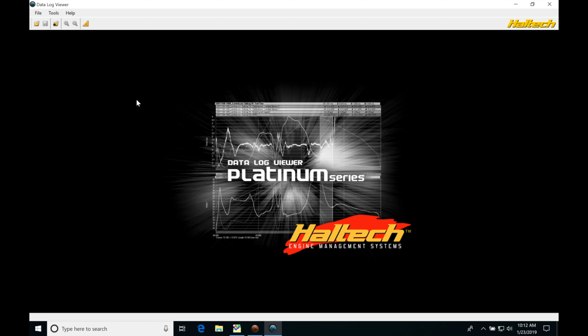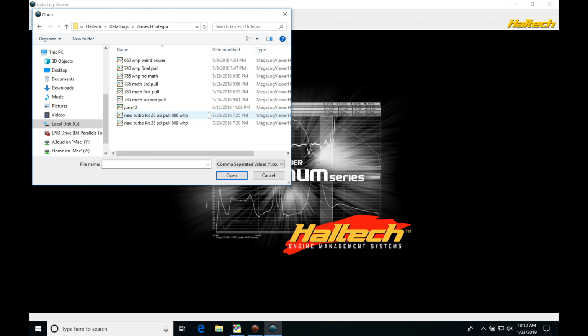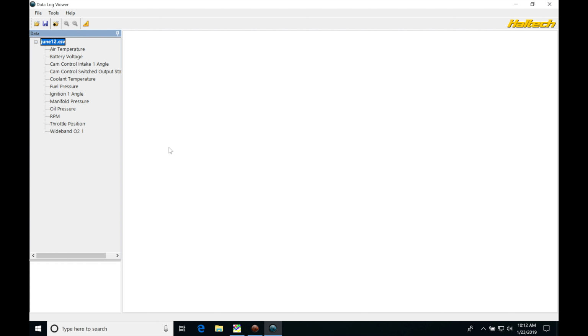So the first thing we're going to do is open up a data log. Now I have a nice long track log we're going to be taking a look at here. I believe it's about 5 minutes long. Some logs you're going to find are much longer, but this is the longest one that we have looked at so far.